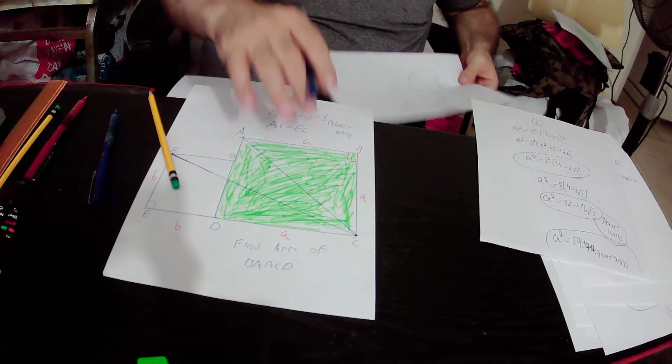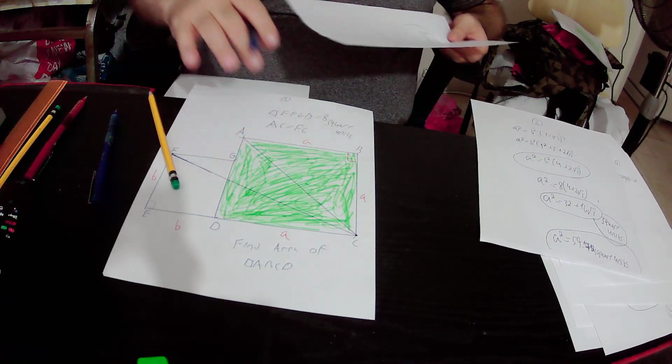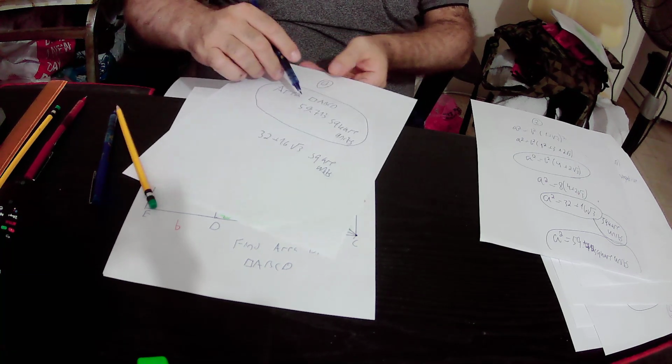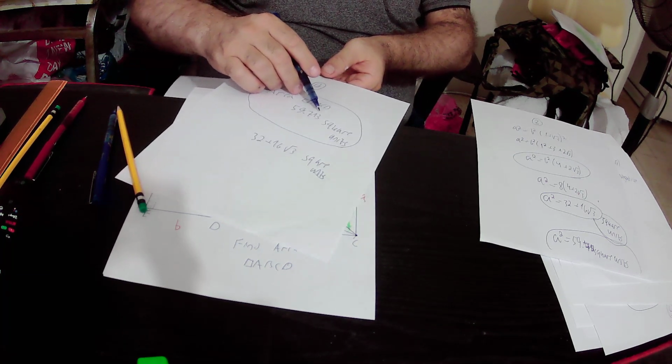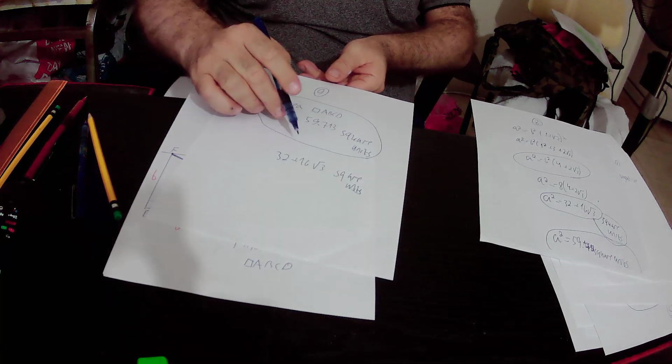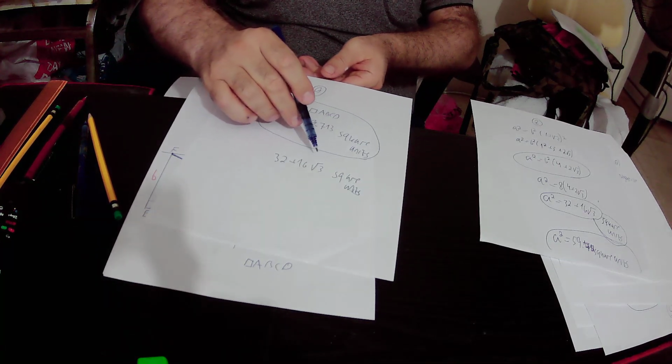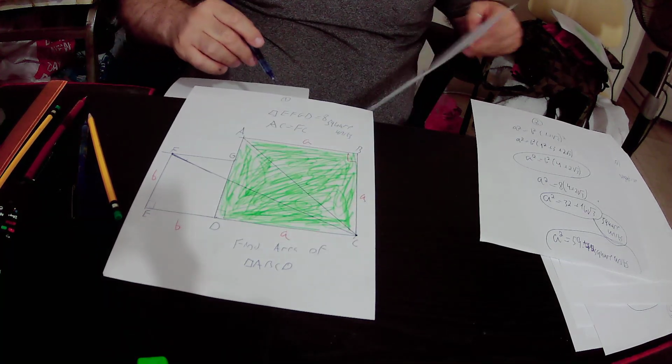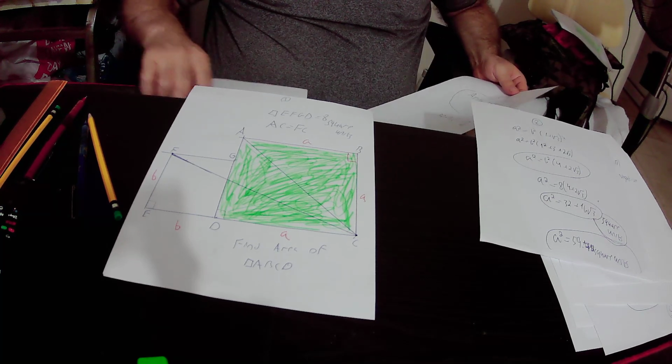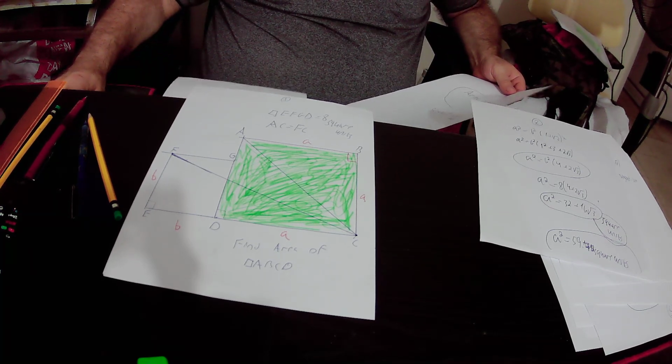Okay, the area of this green circle equals either 59.713 square units or 32 plus 16 times root 3 square units. Okay, so now I will summarize the lecture.